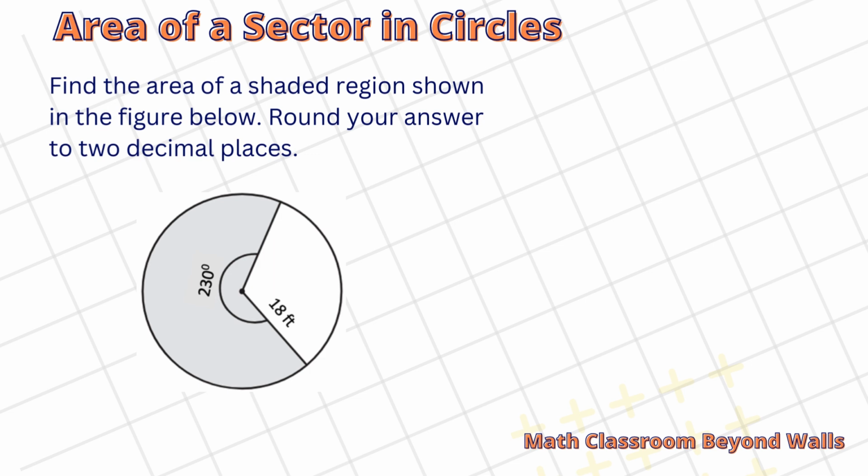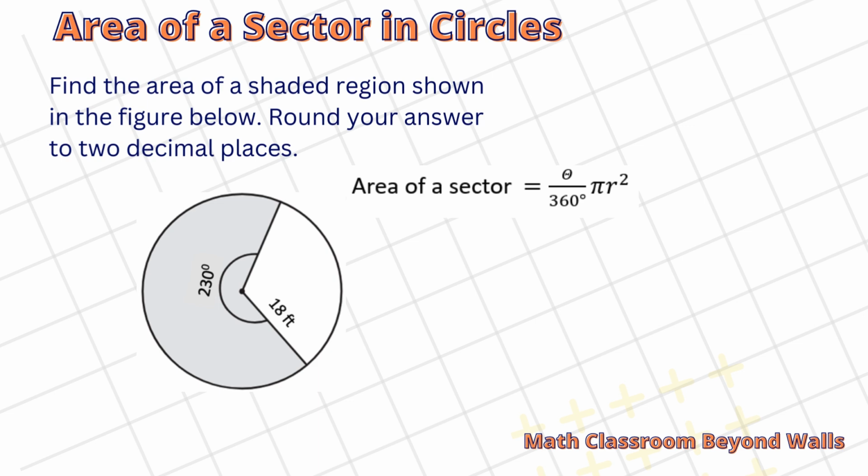After reading, we learned that we are to find the area of the shaded region or the area of the sector. Let us check the figure. We see that the angle of the shaded region or the sector angle is given, and this is 230 degrees. The radius is given as well, and this is 18 feet. So both theta and r are given. We then proceed by applying the formula for the area of a sector.